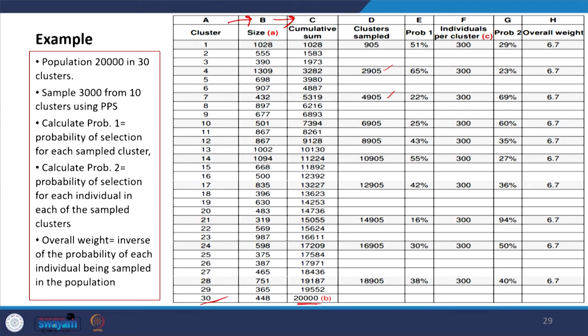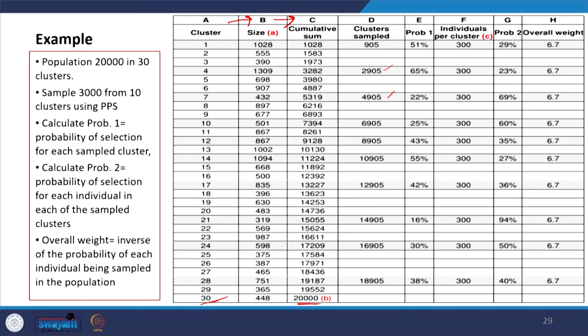The probability in the E column we have mentioned is 51%. Then this is 65%, the next cluster is included, okay. Then similarly other probabilities could be calculated. So, basically probability 1 is equal to the probability of selection of each sampled cluster. Probability 2 is equal to the probability of selection of each individual in each of the sampled clusters.